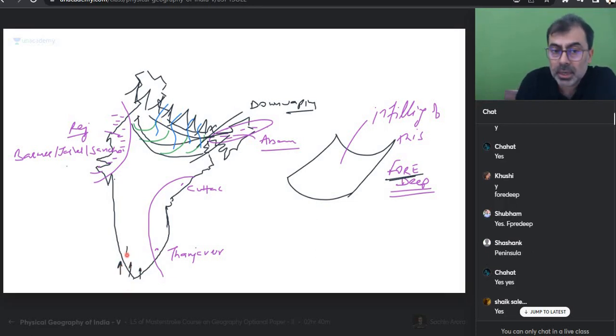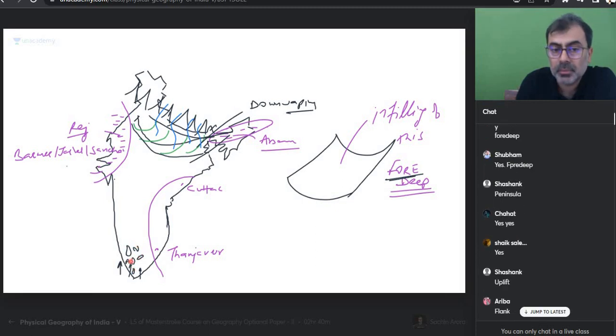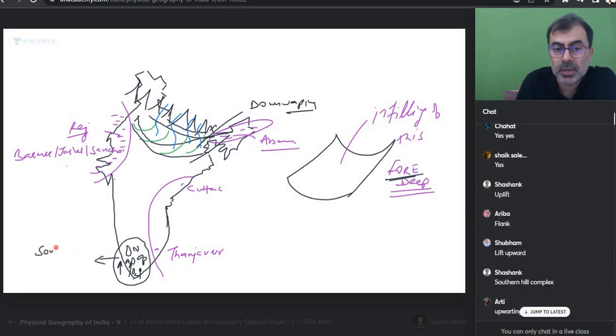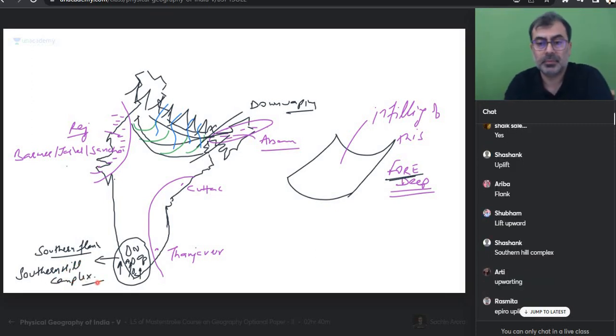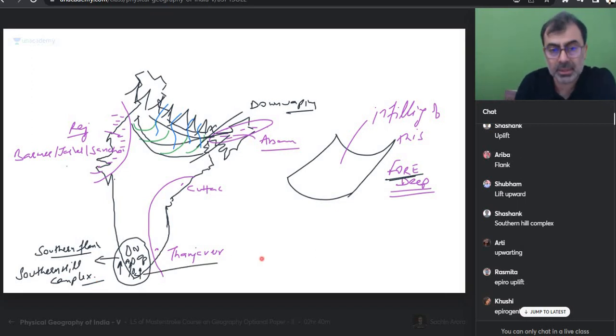Elevation happened. Right here we have Nilgiri, Annamalai, Cardamom, Palani. Nilgiri, Annamalai, Cardamom, Palani. Will you remember this? What is this called? Southern flank. What happened in this? Upliftment happened to create what we call the Southern Hill Complex of India. Very good, Rasmita. Epilogenetic upliftment happened and hill complexes were created. What do we have in this?